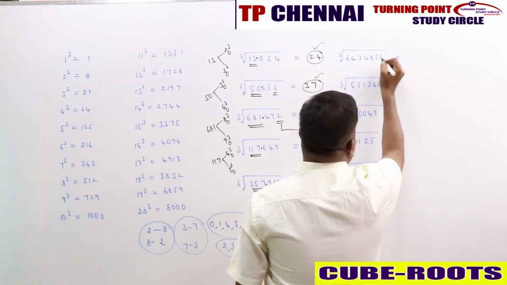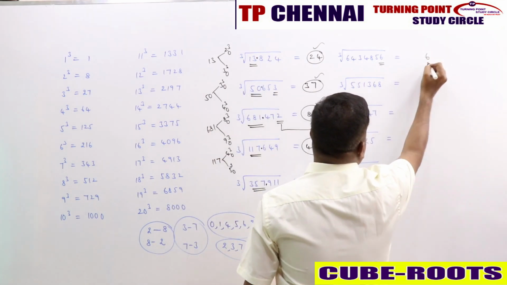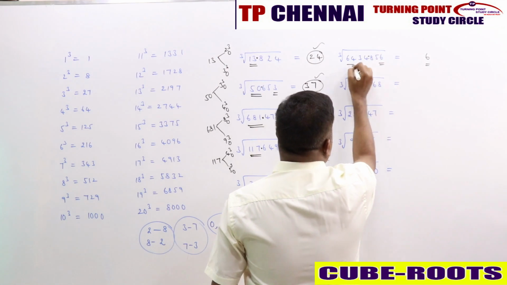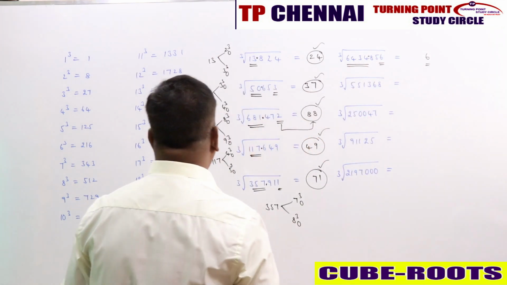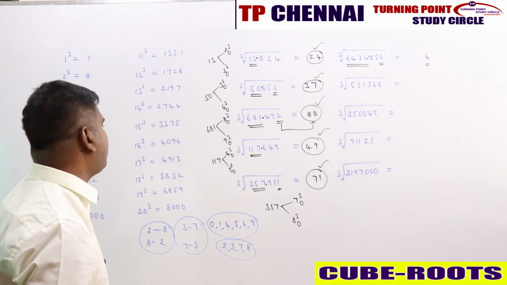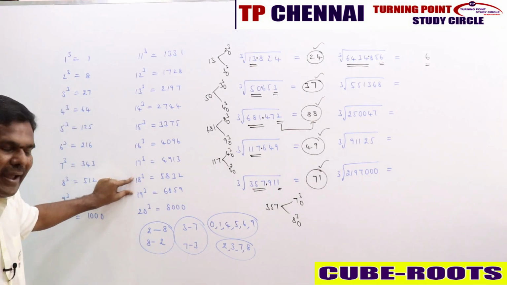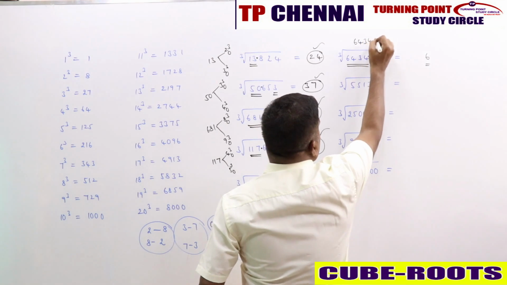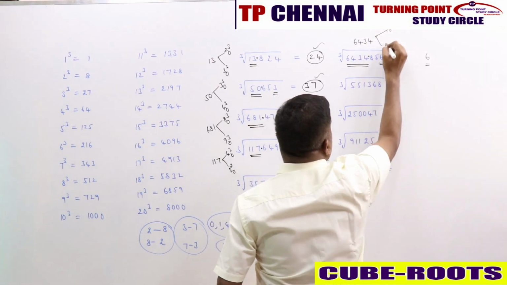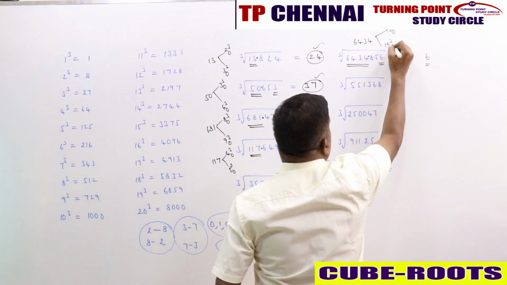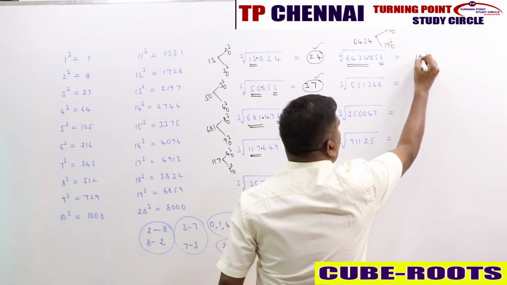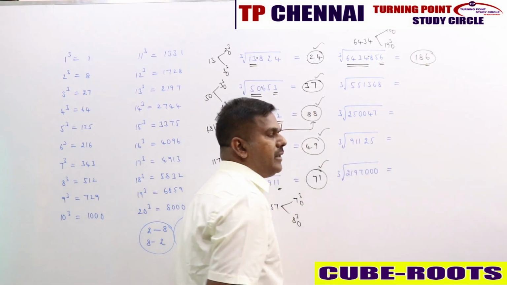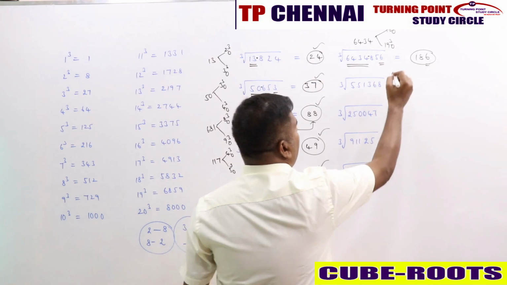643 4856, ending with 6, 6 only. Put a dot after 3 digits. 6434 is lying between which two cubes? 6434 is lying between 18 cube and 19 cube. So the number must be between 180 and 190. So it is nothing but 186. So 186 is the answer.